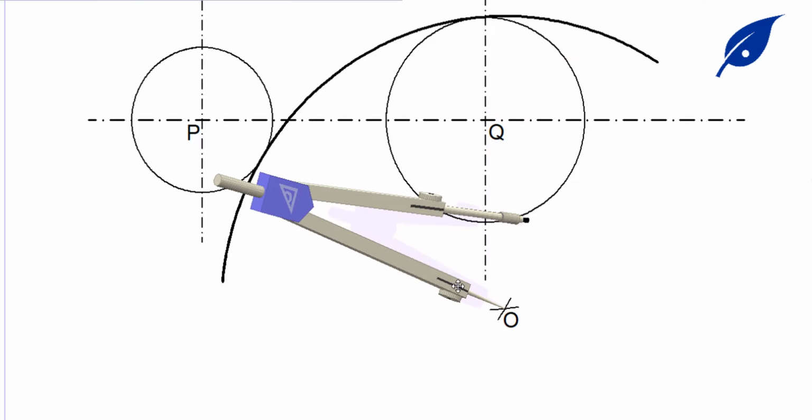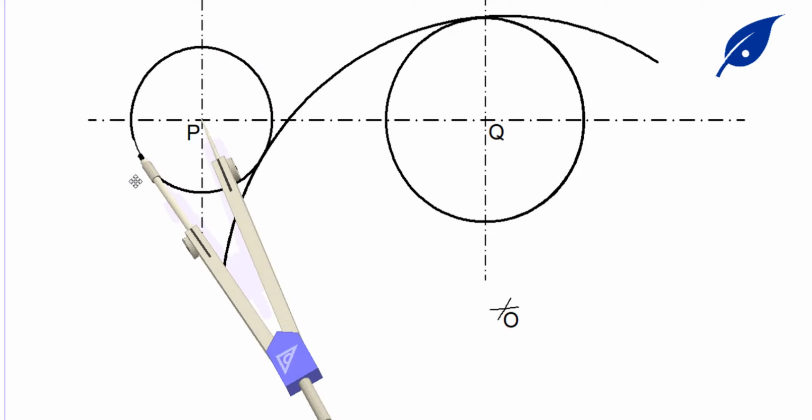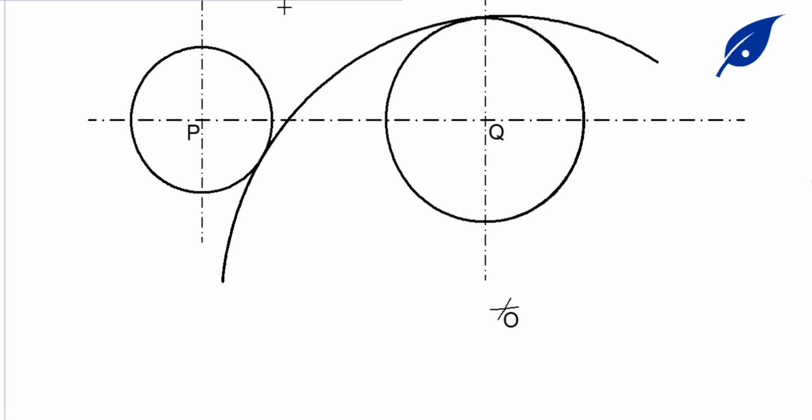And here we have the required arc passing through the two circles, both internal and external.